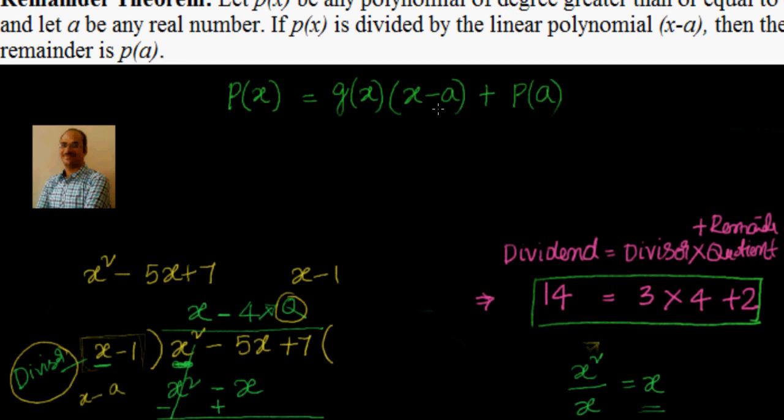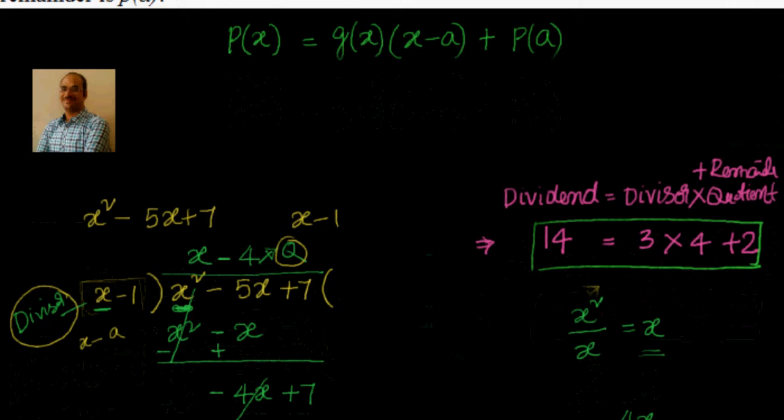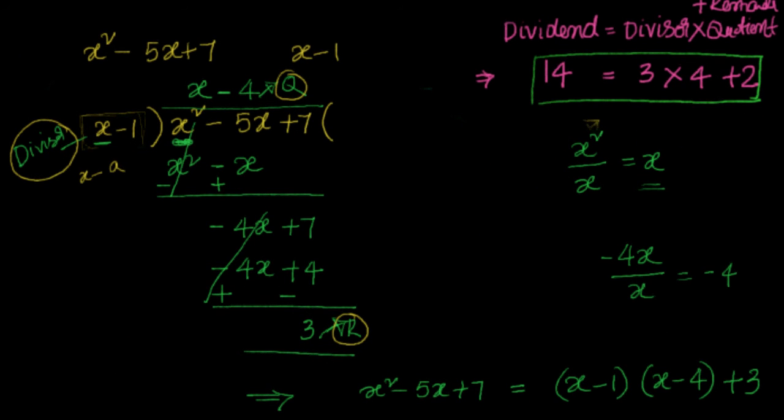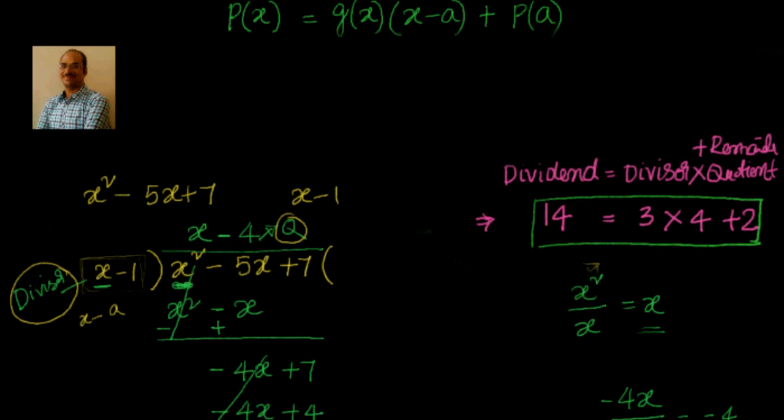Let us say that we are dividing this by x minus a. If I divide this by x minus a, the theorem states that the remainder is equal to P of a. So instead of going through the long division method and finding out the remainder, which we have done here in a simple example, but we can take more complicated examples, you can directly find the remainder by substituting the value of a.